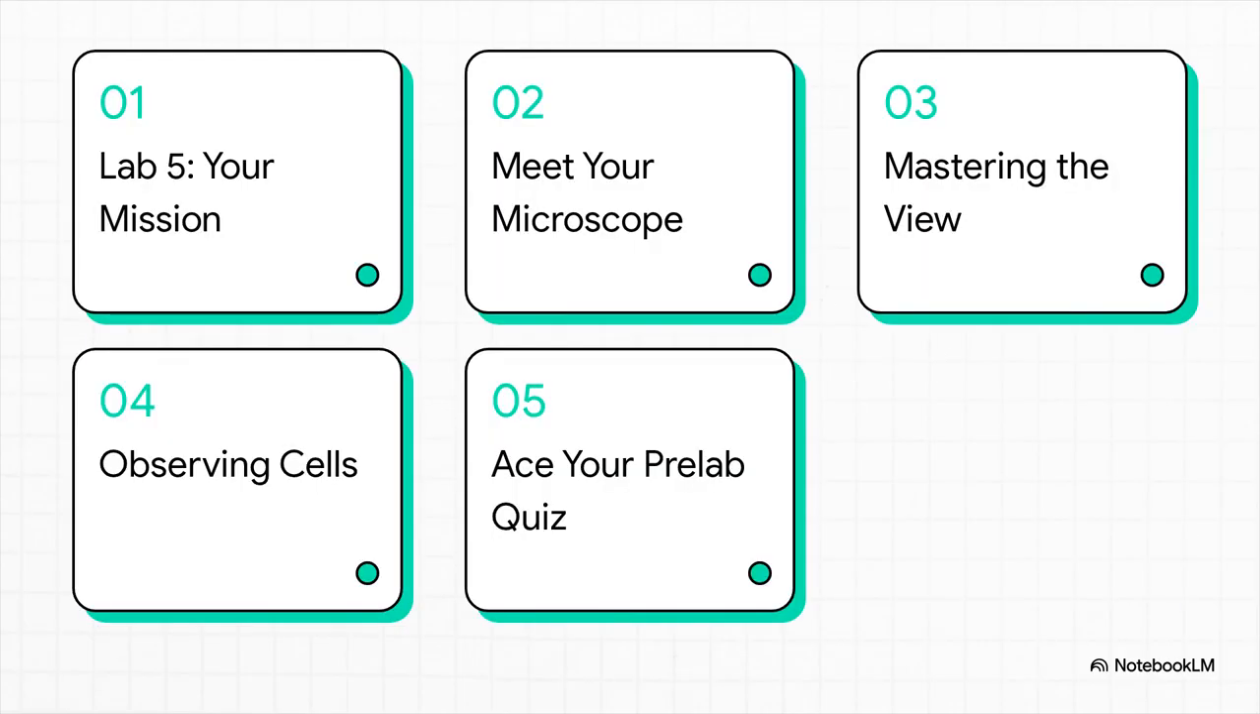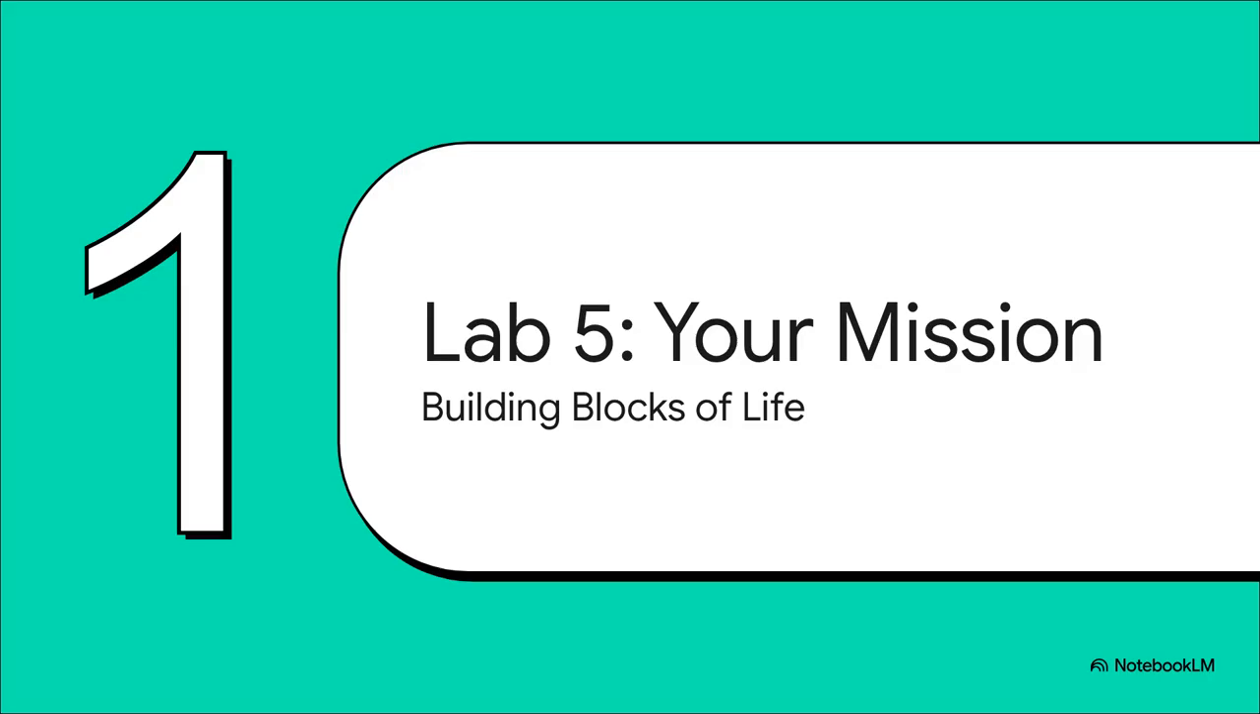So, here's our roadmap. First, we'll get clear on what your mission is for Lab 5. Then, we're going to get properly introduced to your microscope, breaking it down into simple parts. After that, we'll learn how to get a perfect view every time. We'll observe the key differences between plant and animal cells, and then we'll wrap it all up by making sure you can ace that pre-lab quiz. All right. First things first, your mission.